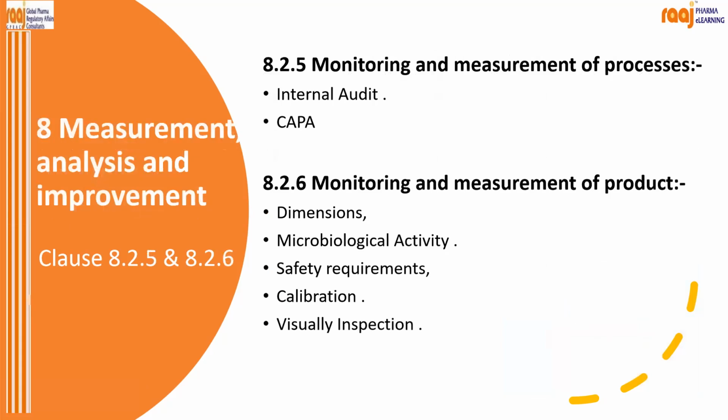Then come to monitoring and measurement of processes, internal audit, CAPA. Internal audit we have discussed. CAPA is corrective action and preventive action also. You have to mention how you are going to address any non-conformity, or any incident or any risk which we have identified. How you have taken the action, like corrective action, and how you have taken the action that it will not reoccur. That is preventive action. Then impact analysis and everything will be monitored, including potential non-conformities, that is preventive action.